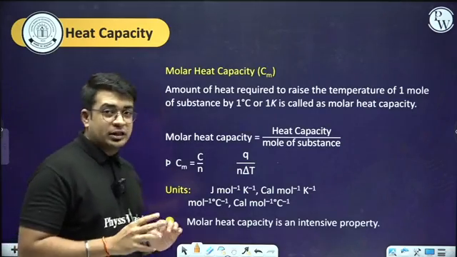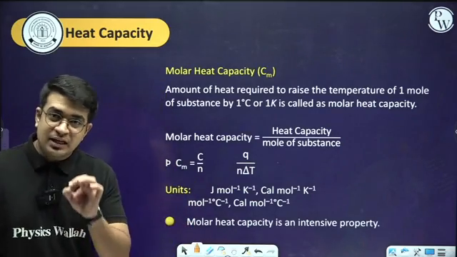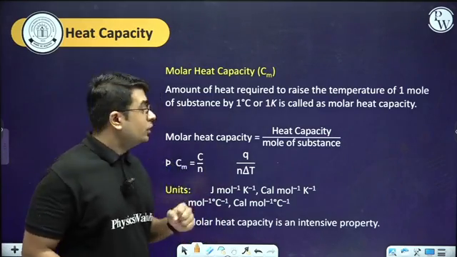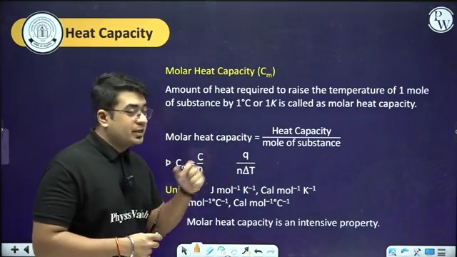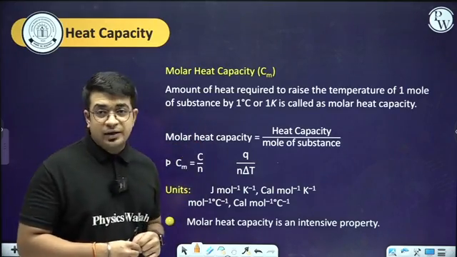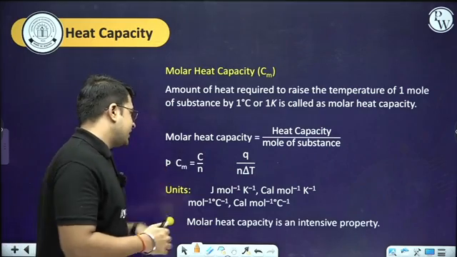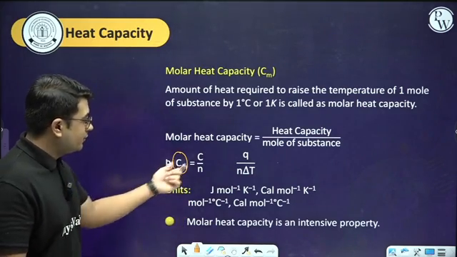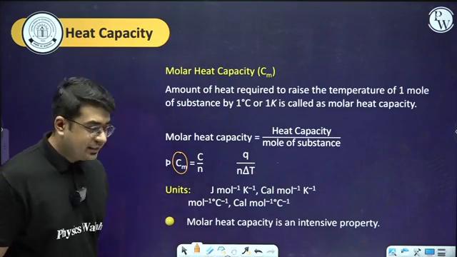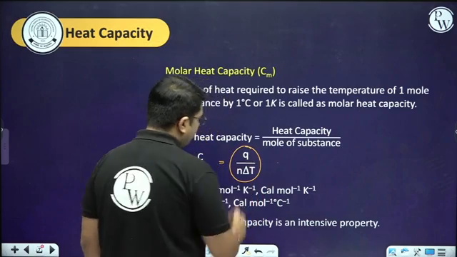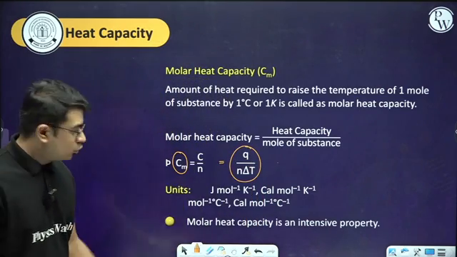So if I talk about the molar heat capacity, it means the amount of substance is now fixed. You are talking about the amount which is 1 mole. So basically the amount of heat required to raise the temperature of 1 mole of substance by 1 degree Celsius is known as a molar heat capacity. And in this case, you denote that by Cm. So Cm will be equal to heat capacity divided by n, and that value will be equal to Q by n delta T. I hope this part is clear.